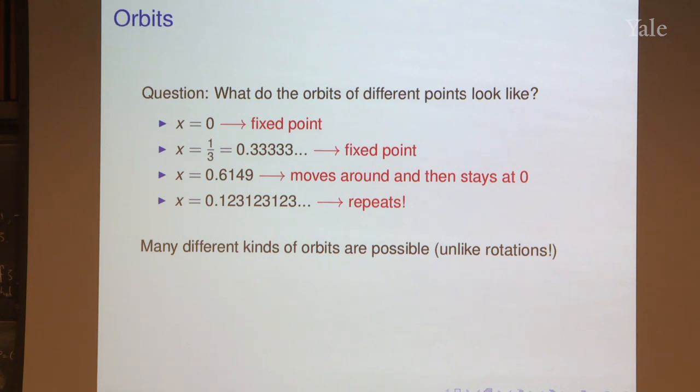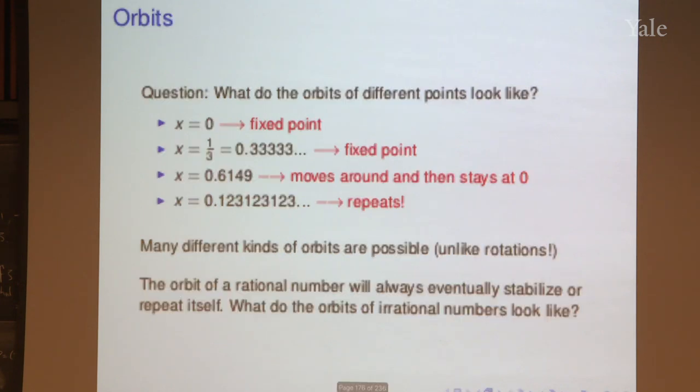One interesting thing to note is that in the case of both rotations, rational or irrational, all of the orbits looked the same. For one given map, all of the orbits looked the same for every point on the circle. Here we're seeing a very different kind of behavior. We're considering the same map, times 10. We haven't changed the transformation at all. But plugging in different points gives us very different kinds of behavior.